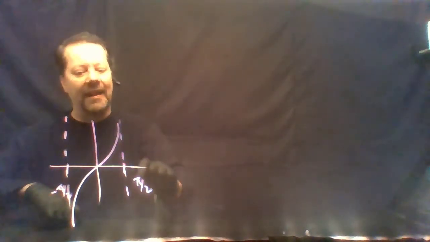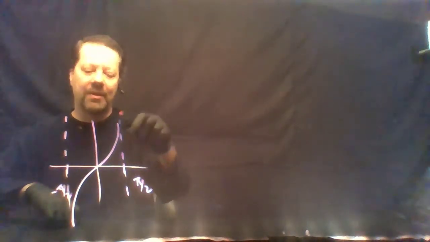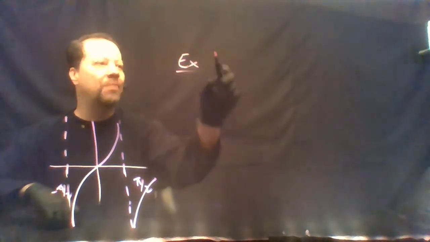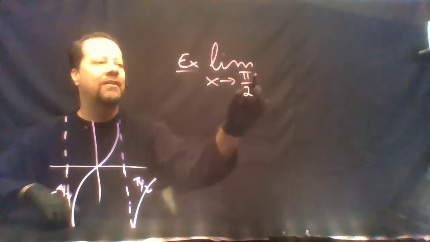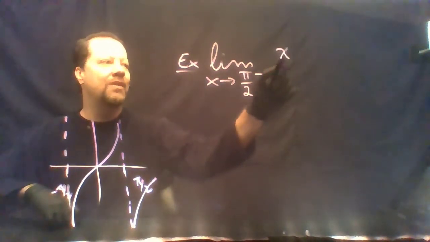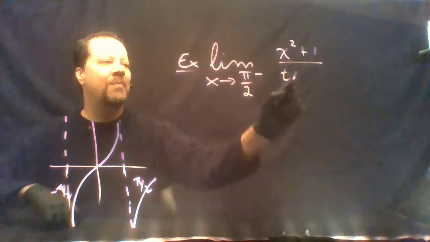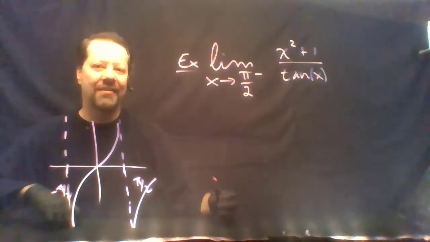As you know, the tangent function looks like this, and it goes through the origin at a 45-degree angle. But as you go to pi over 2 from the left, the tangent function blows up to plus infinity. And of course, as you go to pi over 2 from the right, it goes down to minus infinity. Let's consider the following example. Let's take the limit as x goes to pi over 2 from the left. The top is just going to be x squared plus 1. The bottom, the tangent of x.